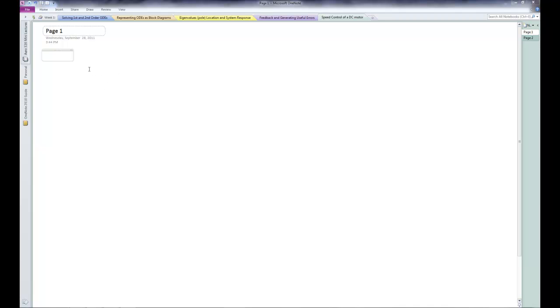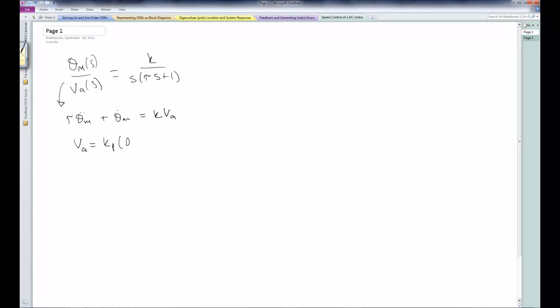All right, let's go ahead and take a look and see what was going on with your motor speed control today. The transfer function that we used was theta m of s over VA of s is equal to k over s(tau s plus 1). And you can convert that into the time domain as tau times theta m double dot plus theta m dot is equal to k VA. And we had a control law that was VA equals Kp times (theta c dot minus theta m dot).